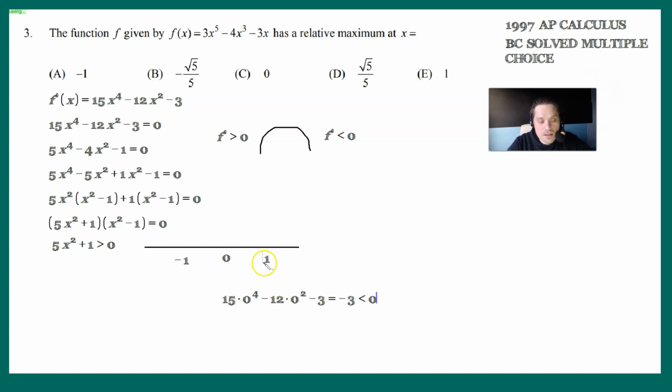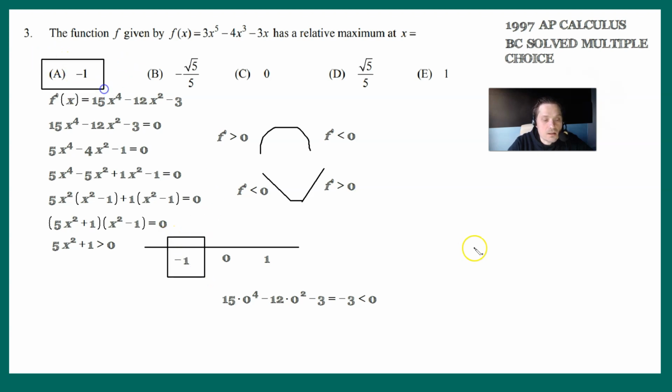If you have a derivative that's negative to the left of the value, then the actual function itself has to be doing something like this, essentially. See this? In other words, the derivative on the left is f prime less than 0. And therefore, very likely on the right side, that would be f prime greater than 0. What that is telling you as a result is that the answer has to be right here, negative 1. In other words, the answer is A.